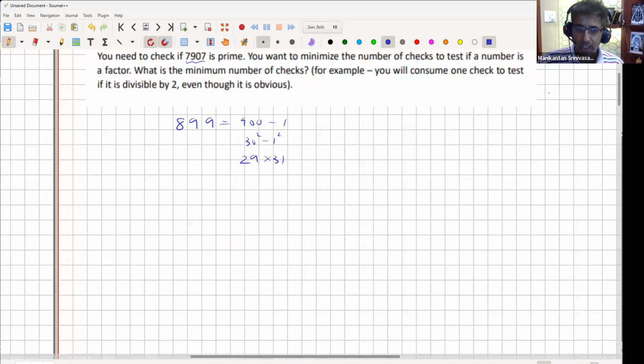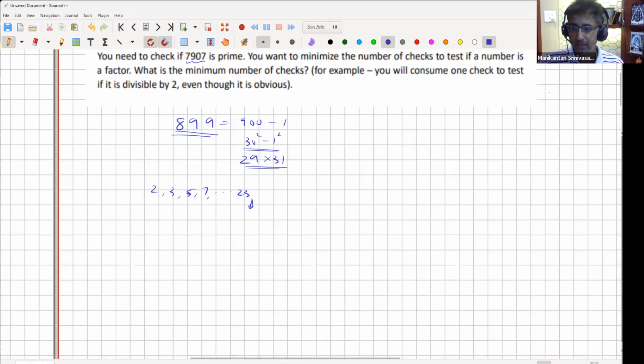Yeah, that's what he's checking, right? He's checking 2, 3, 5, 7, all the way till prime numbers till 23. And then he says, okay, I'll stop here. I'm saying you should not stop here. I gave one quick example. 899 is 900 minus 1. So a square minus b square is a plus b into a minus b. So he will not find that it's divisible by prime numbers till 23.